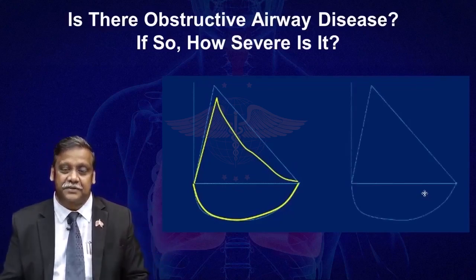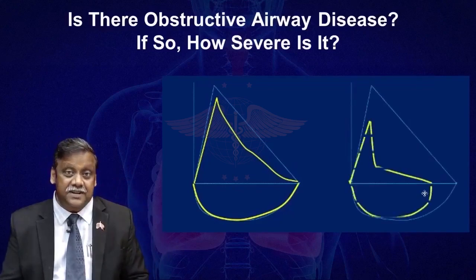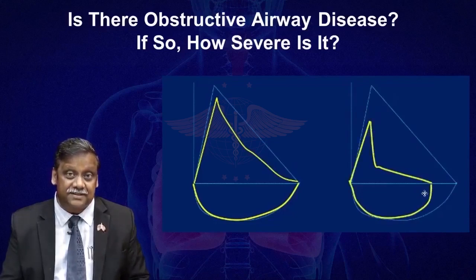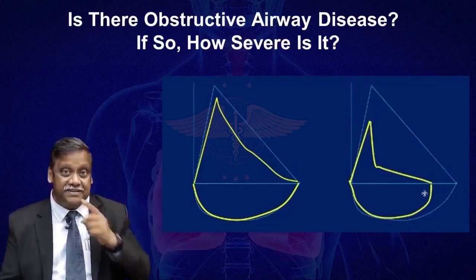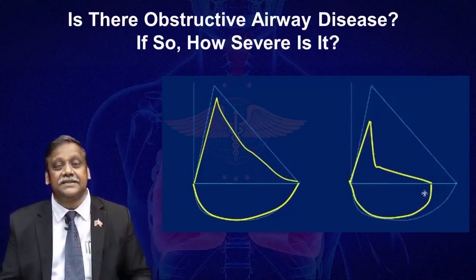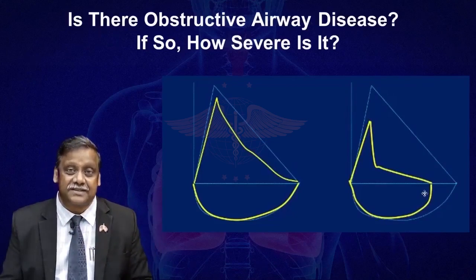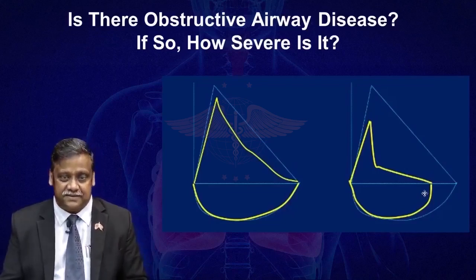And here is another curve for you. Does this patient have obstructive airway disease? Yes. Why? Low peak flow, low FVC and a right angle curve. This is severe obstructive airway disease. I hope you all were able to capture both these results.